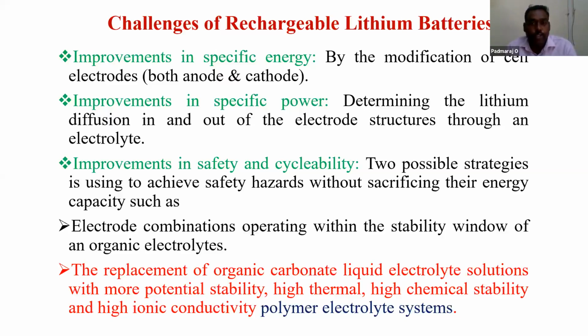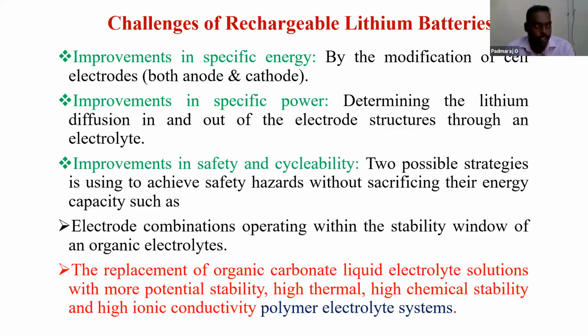Then safety and cyclability. Two possible strategies have been used to achieve the safety results without sacrificing energy density. Understood? What are the possible strategies? One is the electrode combination operating within the stability window of organic electrolytes. We are using organic electrolytes, so first we should know their stability. Based on that stability, we have to choose the electrode material. That is the first strategy. The second strategy is the replacement of organic carbonate electrolyte with solid polymer electrolyte, gel, or hybrid polymer electrolytes. These are the two options for improving the safety and cyclability.